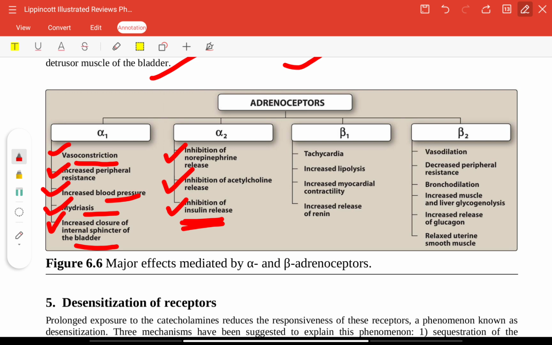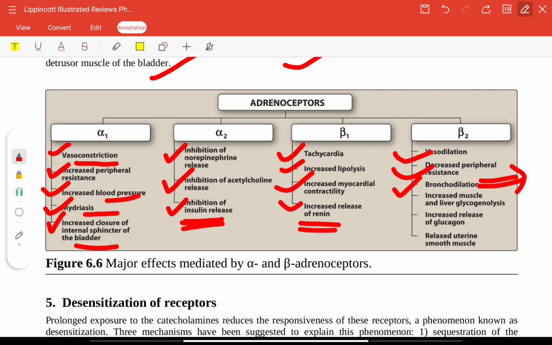Beta 1 acts on the heart, cardiac muscles, causing tachycardia, increases the heart rate and increases lipolysis, as we have also seen, and increases myocardial contractility and increases the release of renin. Beta 2 causes the opposite action of alpha 1, vasodilation. Opposite of increased peripheral resistance, here it will be decreased peripheral resistance, and it has a bronchodilation effect, therefore it is used in asthma.